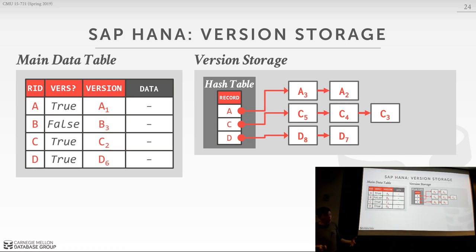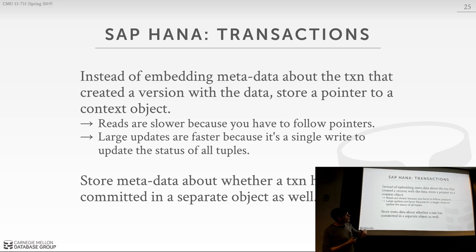All right. So the other interesting thing about this is that, as I said, they're not going to store a global state map like in Hekaton to say whether a transaction is committed or not. What they're going to do instead is store these separate context objects that will tell you all the information about whether the transaction that modified a particular tuple has been committed or not.